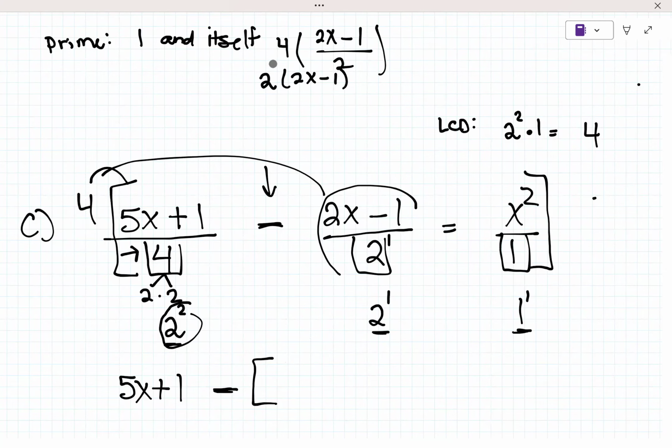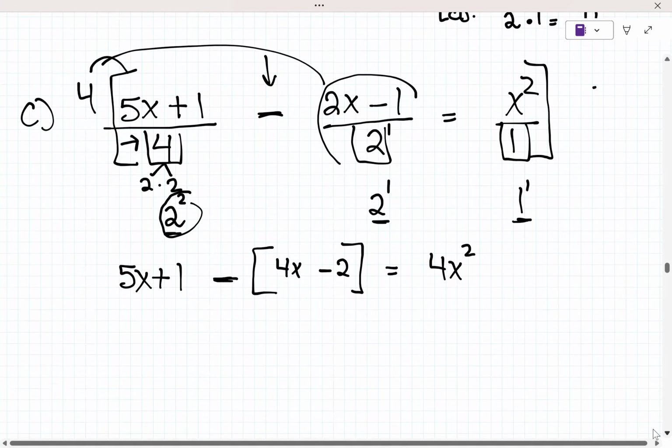Okay? Or if you want, we could do one step further. We could FOIL this out. This would be 2 times 2x is 4x. 2 times negative 1 is negative 2. Close it with a bracket. And then don't forget the right side. What is 4 times x squared? 4x squared. Bingo.